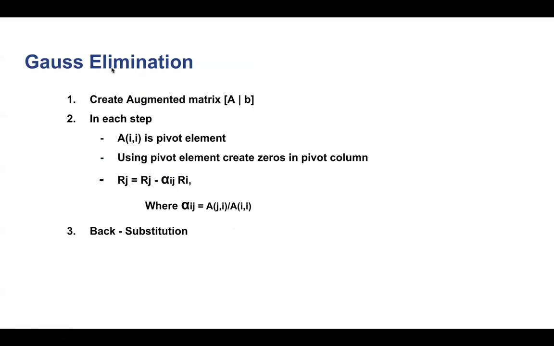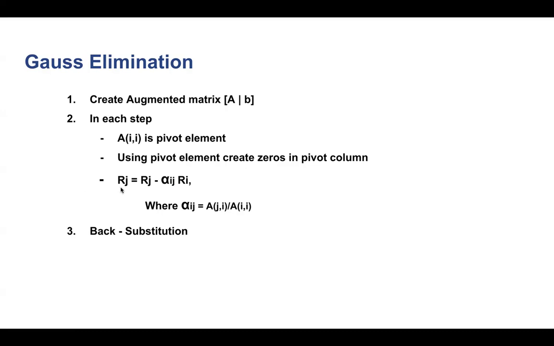The first method that we see is called the Gauss elimination method. In the Gauss elimination method, if you've got a system AX equal to B, first create an augmented matrix AB. Once you've created the augmented matrix, you choose the pivot element. The pivot element A_ii is basically the diagonal entries of the A matrix. Using these pivot elements, you create zeros in the pivot column, in the elements below.